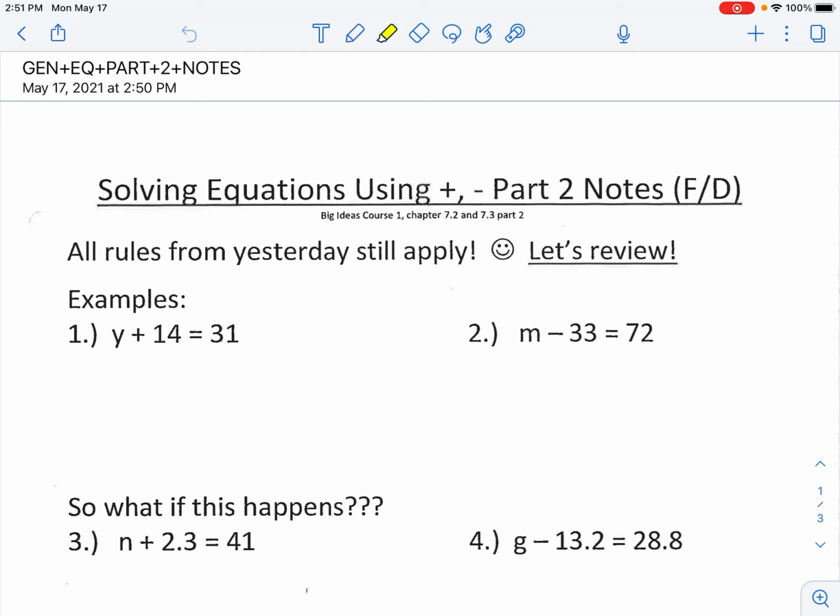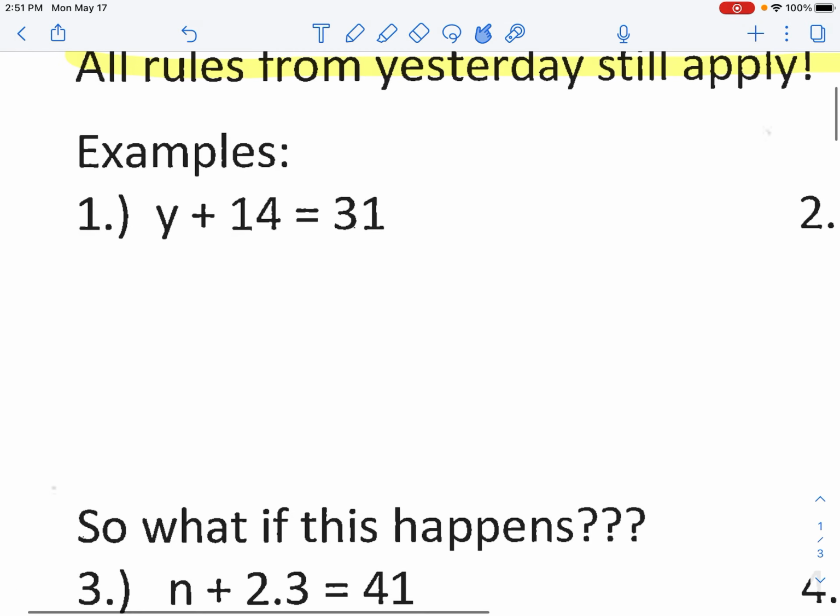So yesterday we learned how to solve one-step equations. You can see that this is called equations part 2. Today we're going to focus only on solving addition and subtraction equations, but instead of just whole numbers, we're going to have some decimals and fractions in our equations. All rules from yesterday still apply. Let's review. Numbers 1 and 2 are exactly what we did yesterday.